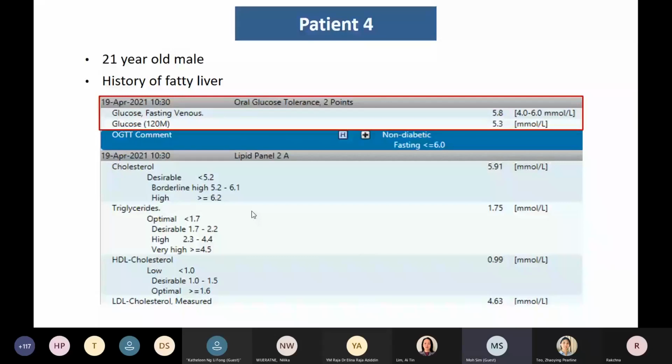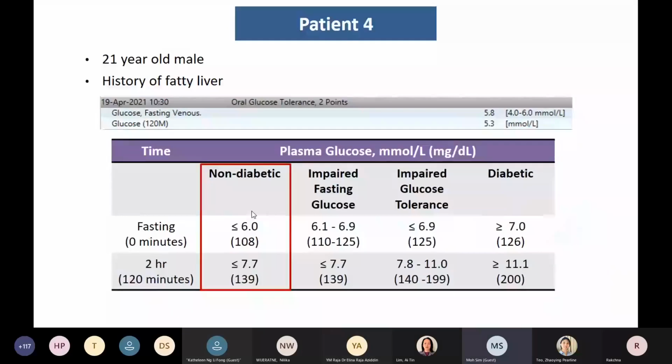The patient's fasting venous glucose level was 5.8 millimoles per liter, and his 2-hour glucose level was 5.3 millimoles per liter. Okay, in addition to that, you can see that we did other tests, and his measured LDL cholesterol was significantly raised at 4.63 millimoles per liter. So, what is the diagnosis for this patient?